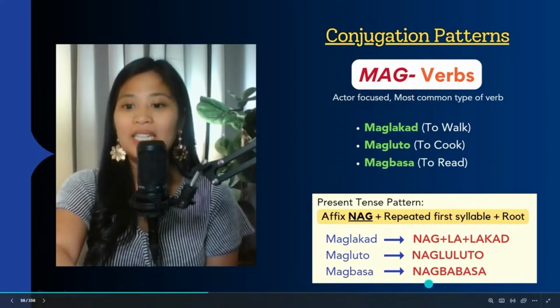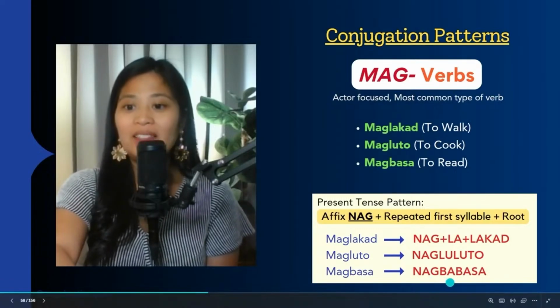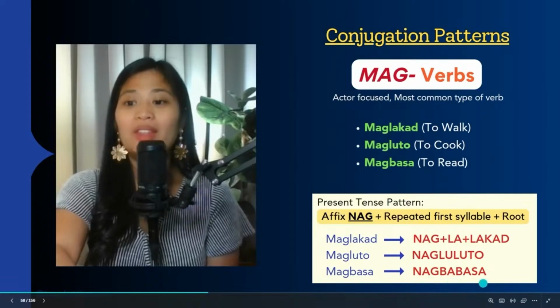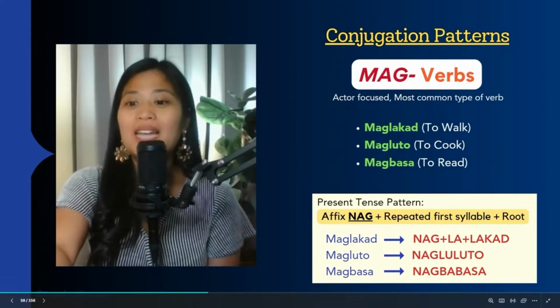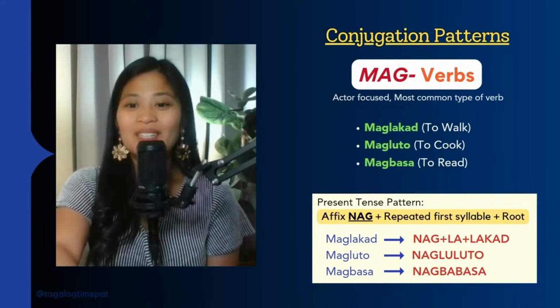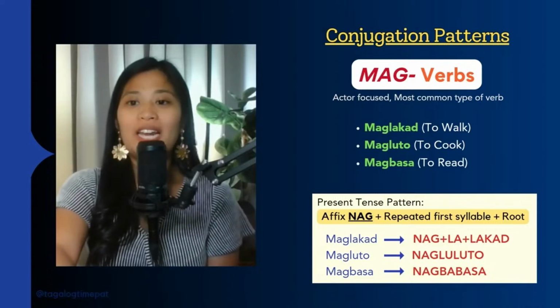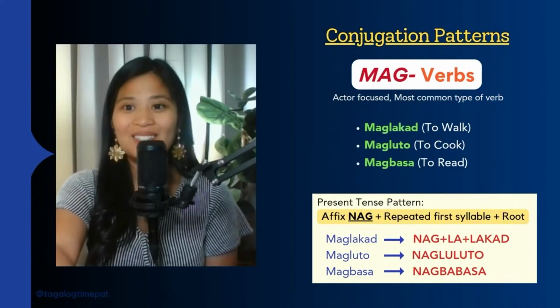Nagbabasa. Here's the affix nag, then there's a repeated first syllable, and then the root. Nagbabasa ako, I am reading. So that is how you would conjugate a mag verb in the present tense.